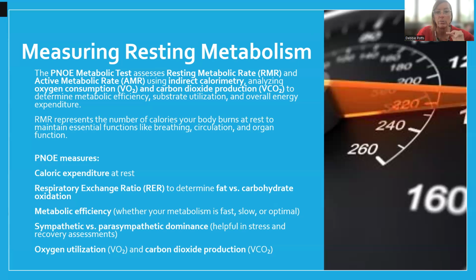0.7, for example, means you're burning primarily fat. When the RER is 0.85, that means you are burning 50-50 fat to carbohydrates. When that number gets around 1.0 or above, we are burning strictly carbohydrates for fuel.